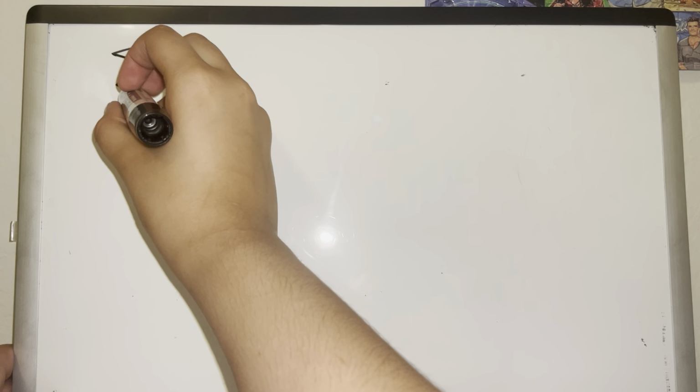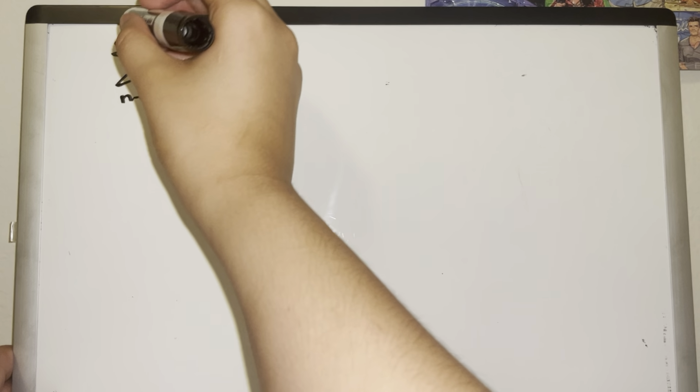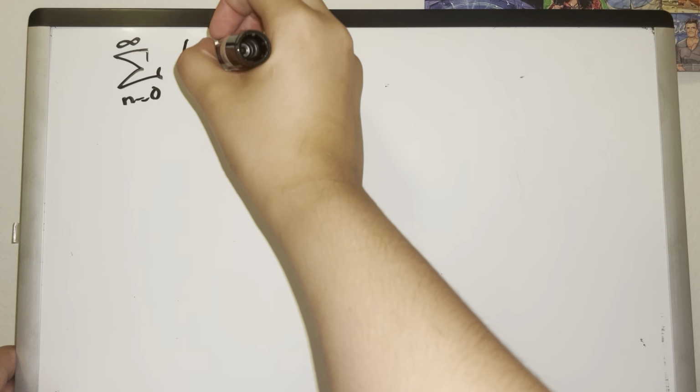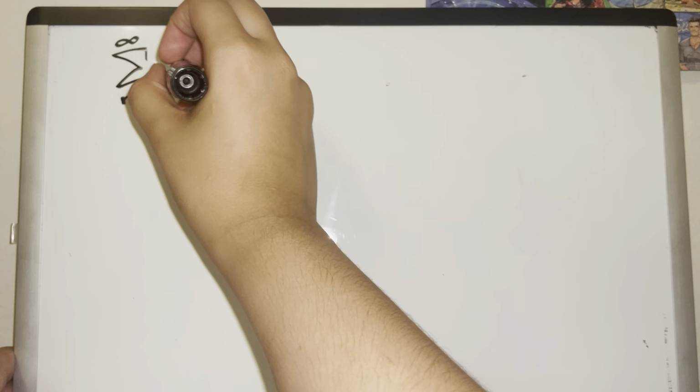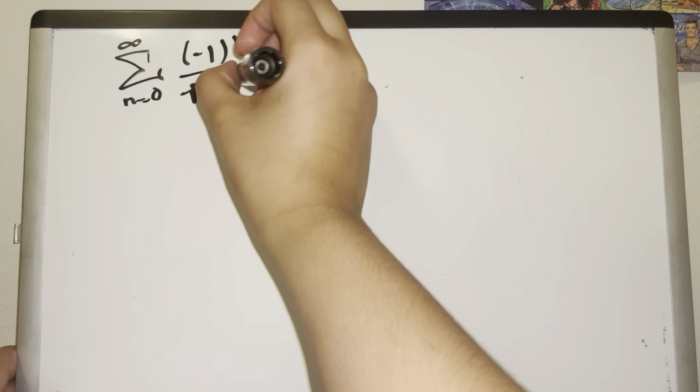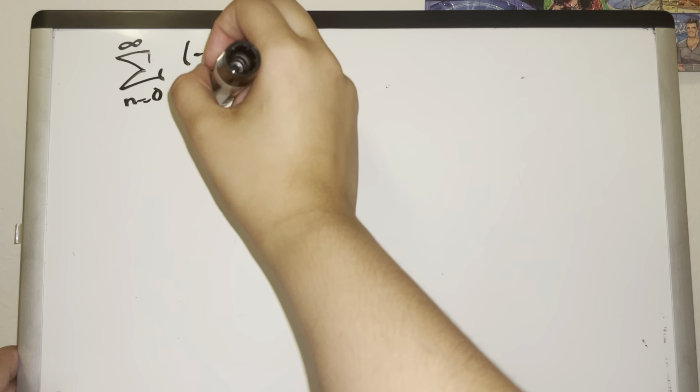Alright, so here we have a problem that says determine whether the following series converges absolutely, conditionally, or diverges with justification. So for our first one, we have the summation from 0 to infinity of (-1)^n over the square root of n plus 1. So here we have an alternating series.